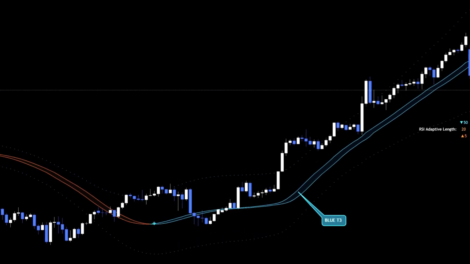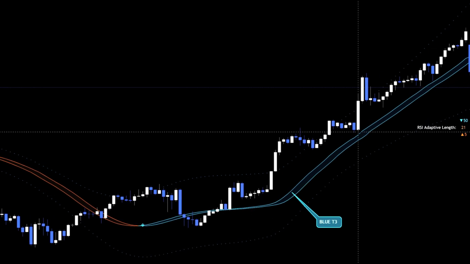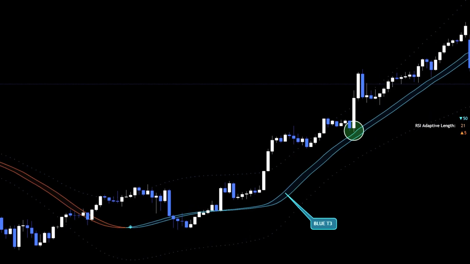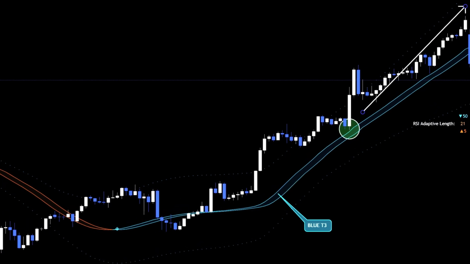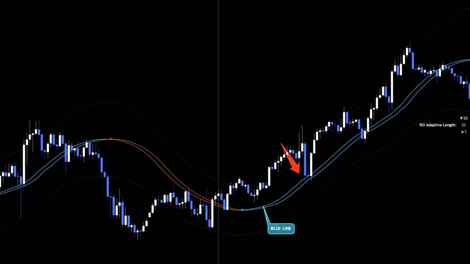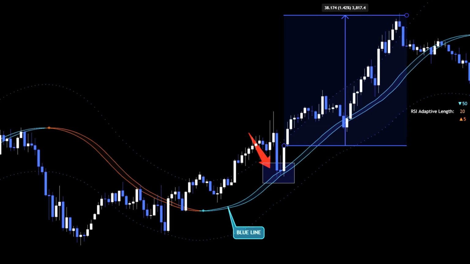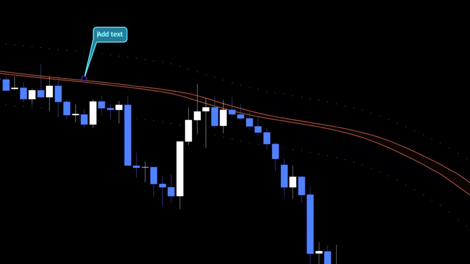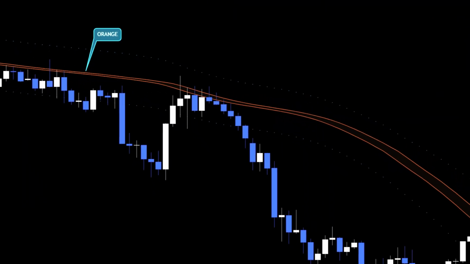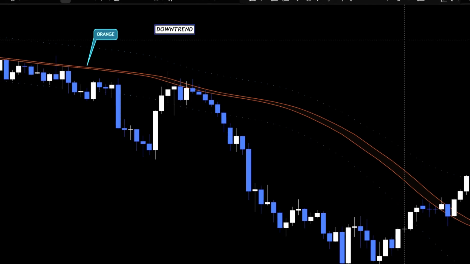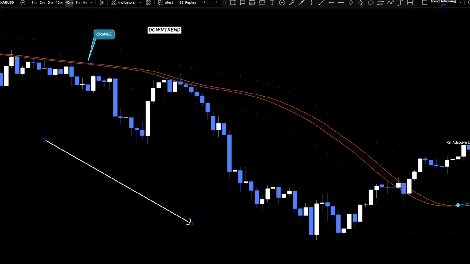You'll often see the price come down, tap this below line and use it as a launch pad to go higher. Look at this example here. Price perfectly respects the blue line, giving us a beautiful rebound. And when the line turns orange, the opposite is true. The market is looking bearish and we should be thinking about selling.